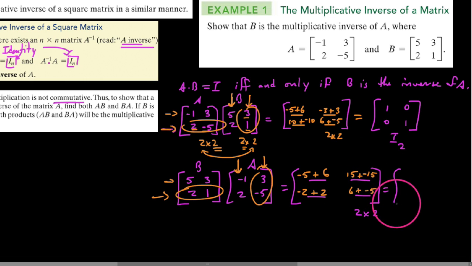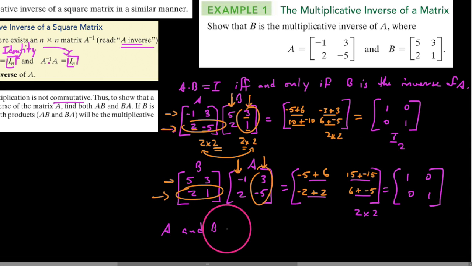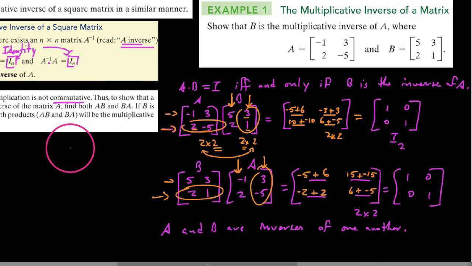So you can see that in both possible instances here, we end up with our identity matrices. So we can conclude that A and B are inverses of one another. And this is how we will verify if two things are inverses: if they multiply out to be our identity element, then they have to be inverses of one another.